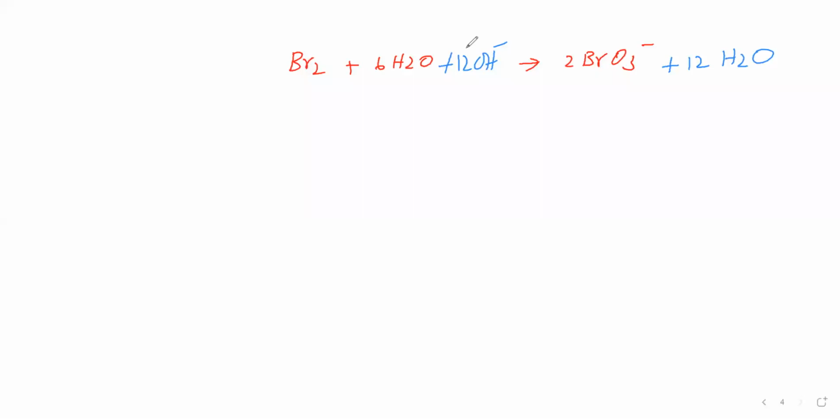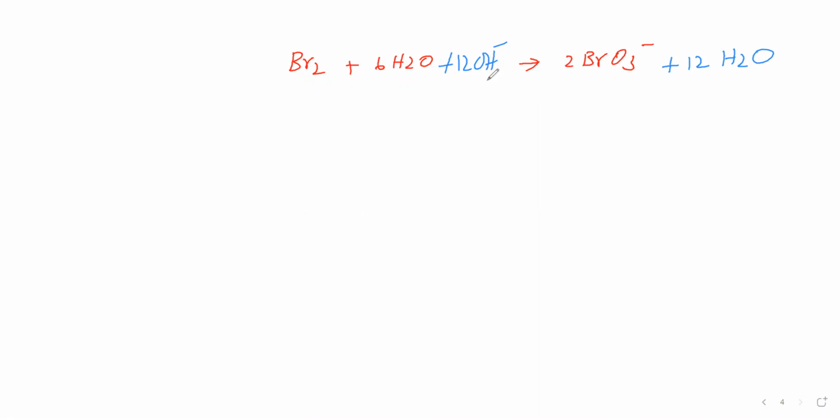But in the previous case, in the acidic medium, we balanced hydrogen just by giving H plus. Acidic medium means H plus we can use for balancing hydrogen. Basic medium means we have to do like this. Directly, OH minus, don't use it.